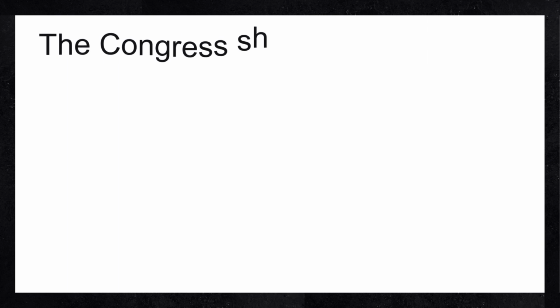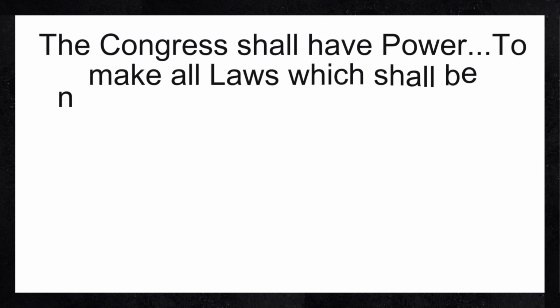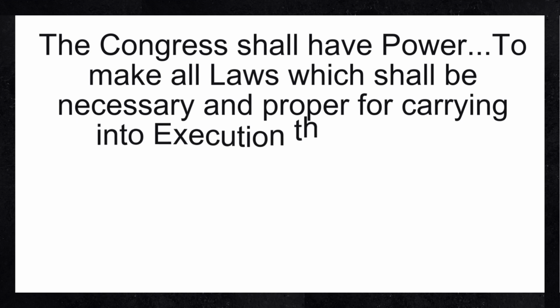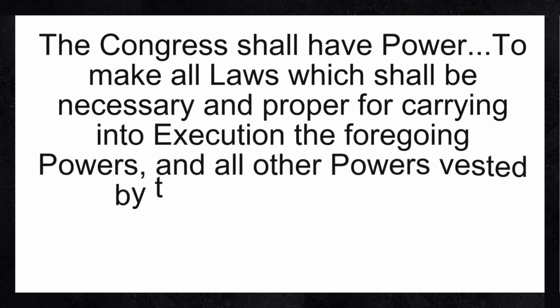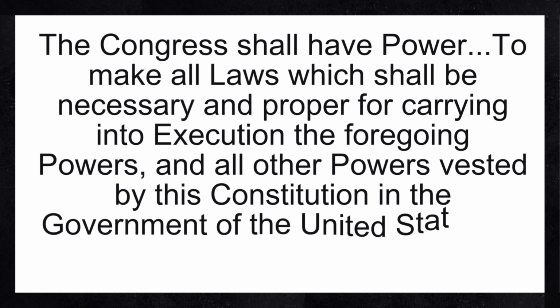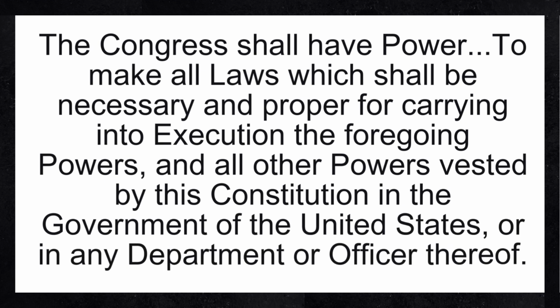The next clause that we're going to discuss is the necessary and proper clause, which is also known as the elastic clause. This clause is stated in Article 1, Section 8 of the Constitution, and it says, "The Congress shall have power to make all laws which shall be necessary and proper for carrying into execution the foregoing powers, and all other powers vested in this Constitution in the government of the United States, or in any department or officer thereof." So this clause gives Congress the power to do whatever is necessary and proper to carry out the functions that Congress is supposed to do.